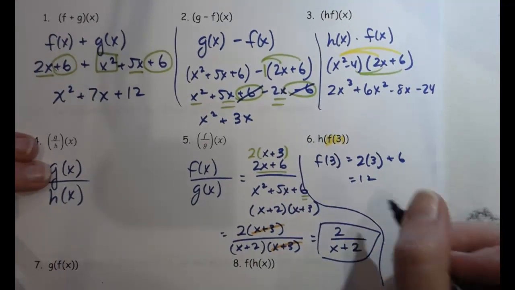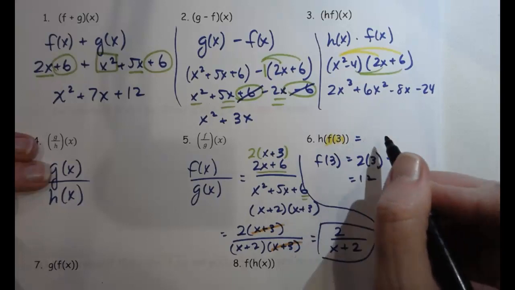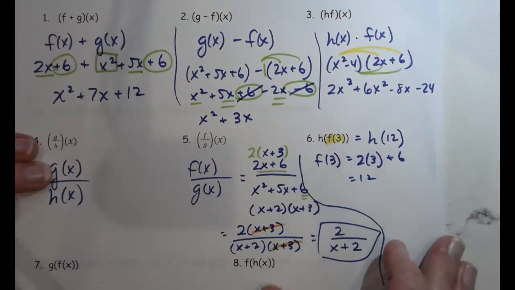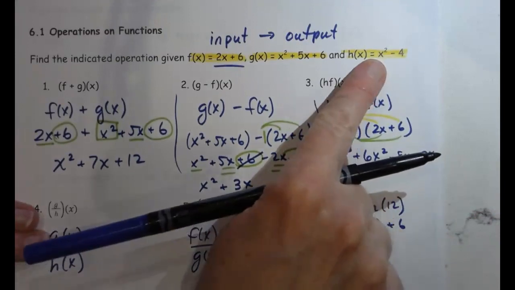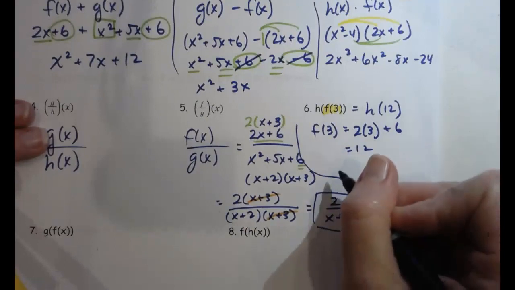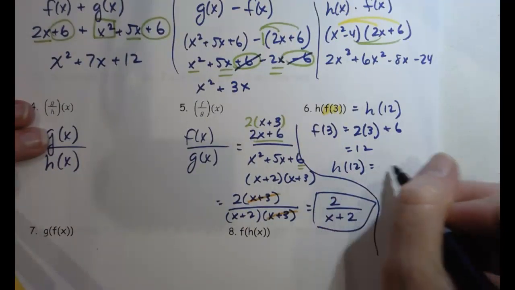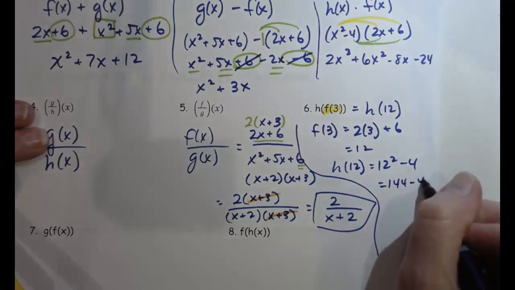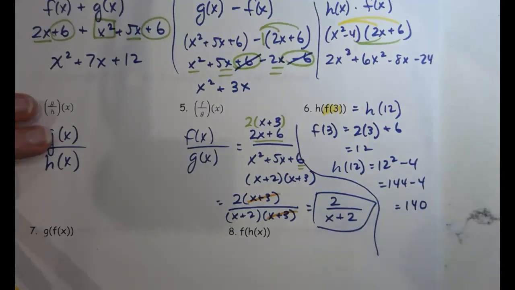Making myself a little room. So now we're going to substitute that in. f of 3 is 12. So what is h of 12? What does the h function tell us to do? It says square the input and take away 4. So h of 12 is 12 squared minus 4. That's 144 minus 4. That is 140.